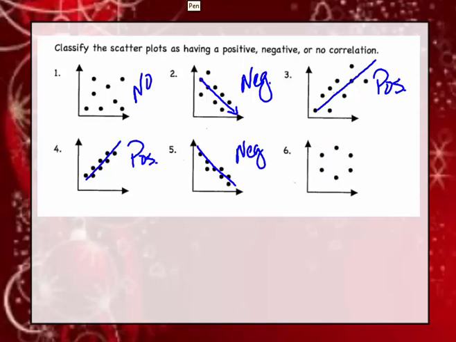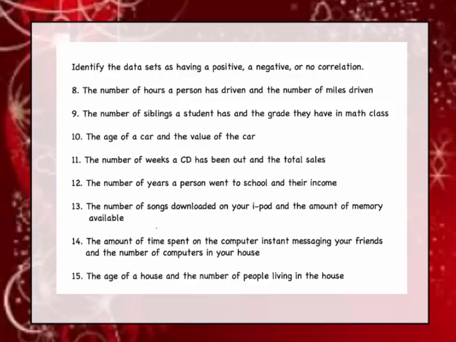Okay. Now we also have some phrases that we have to actually look at. So not only do they ask you whether the graph is going to be a positive or negative correlation, they may give it to you in a statement. So here are some statements that we can look at to determine, is it a positive or a negative correlation? Let's look at the first one together.